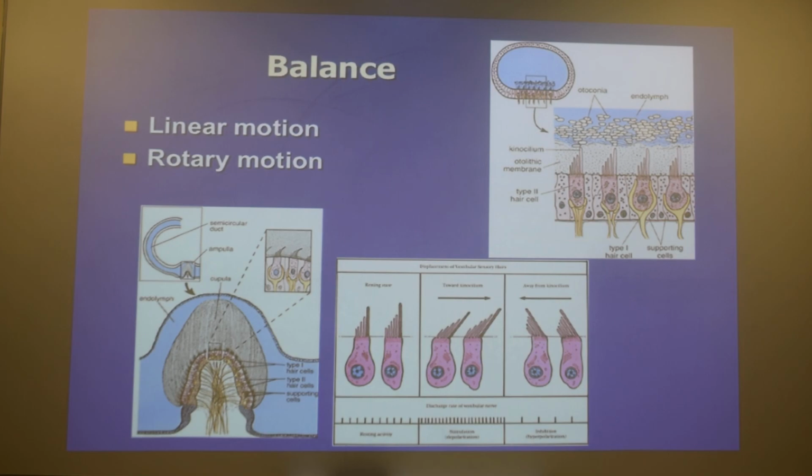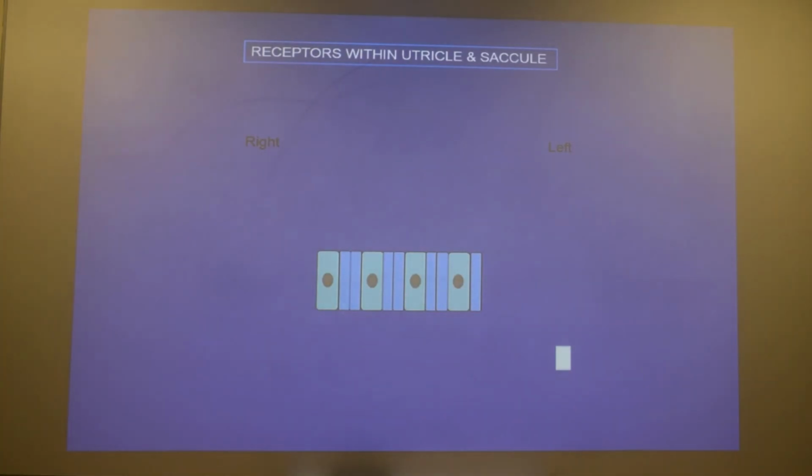Balance during linear motion is the function of the utricle and saccule. And to maintain balance during rotatory or circular movements, you need your semicircular canals. Now, first we are going to talk about the receptors within the utricle and the saccule. You have receptors which have hair cells, and these hair cells have specialized modifications on their upper margin, called stereocilia.